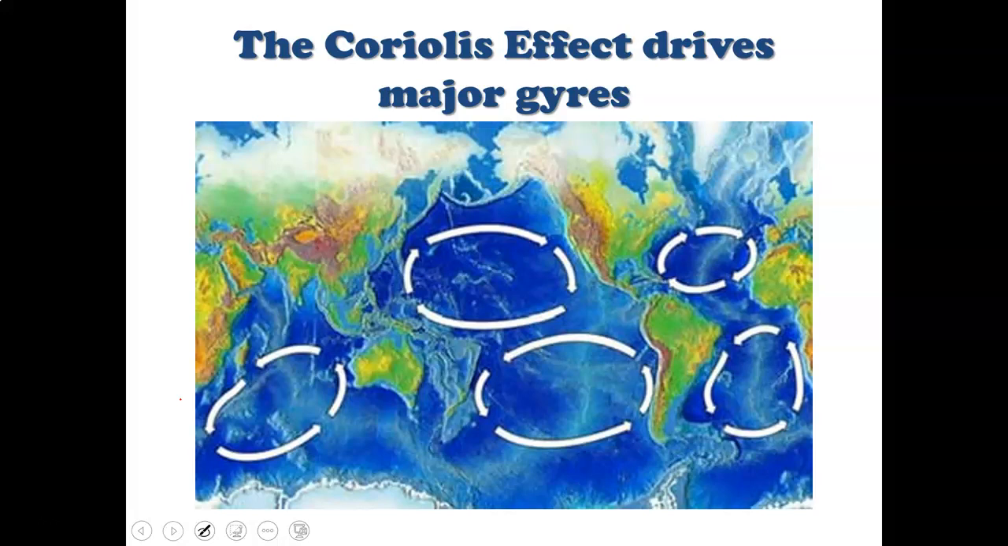These circular movements of water are called gyres. And there are 5 major gyres in the world's oceans. You have the North Atlantic, the South Atlantic, North Pacific, South Pacific, and Indian Ocean gyres. But the thing that's important to understand is that the water will move clockwise in the northern hemisphere and counterclockwise in the southern.